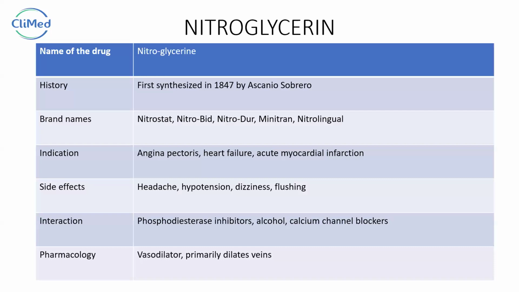Okay, the first drug is nitroglycerin. Nitroglycerin was first synthesized in 1847 by Ascania Sorbero. Brand names include Nitrostat, Nitrobid, Nitrodur, Minitran, Nitrolingual, etc. It is indicated in case of angina pectoris, heart failure, and acute myocardial infarction.